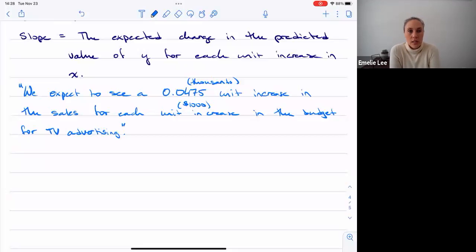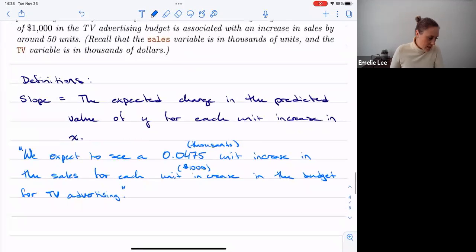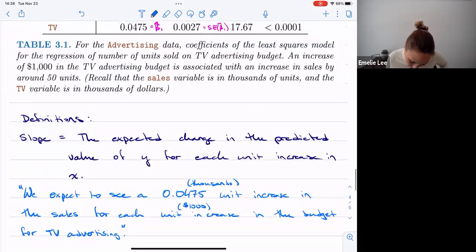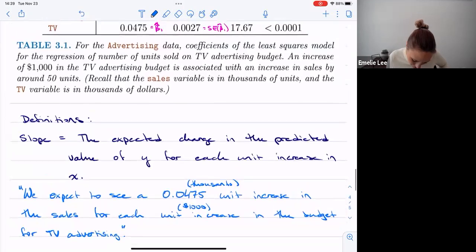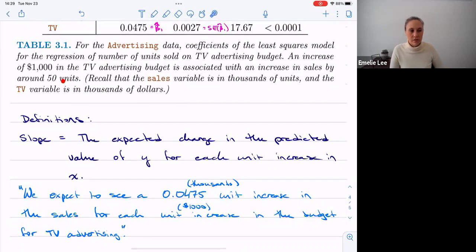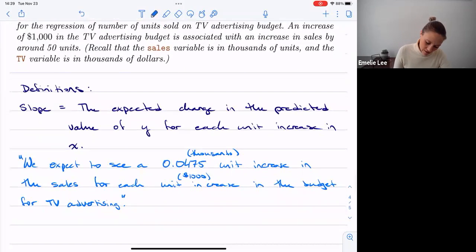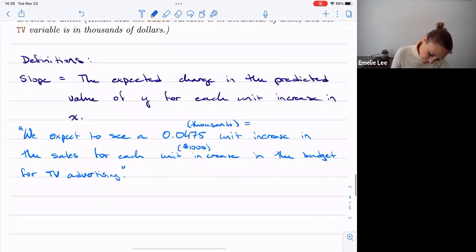Okay, so you need to be able to take that definition and apply it to this scenario. Let me just check here. 475 times 1,000 is 4750. They rounded to 50. It's 4750 there.